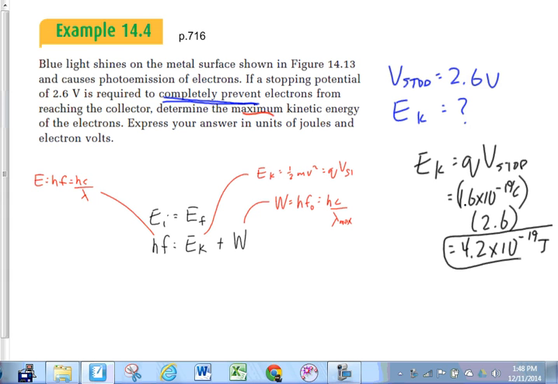Wait, I should have asked you that. How do you know it's joules? I should have asked you what unit it was. Joules or electron volts. How do we know it's joules there? Look, if you use standard units, coulombs and volts, you're going to get standard units out of it. You're going to get joules out of it. No trick there. Use this equation, you're never going to get the electron volts out of it. That seems easy enough, right?